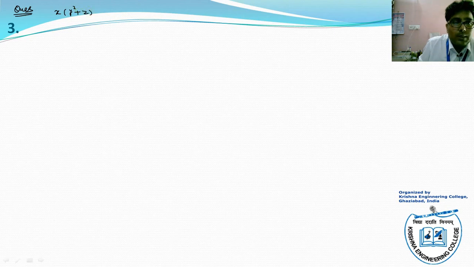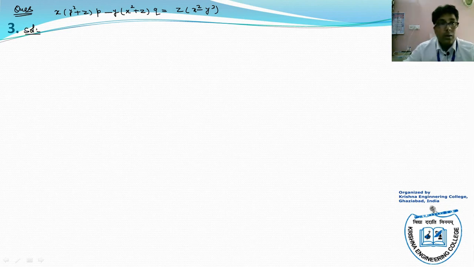x(y square plus z) p minus y(x square plus z) q is equal to z(x square minus y square). Solution. Now before solving this equation, first of all we check whether the given equation is linear or non-linear. Here this equation is linear, so solve this equation by the Lagrange method.